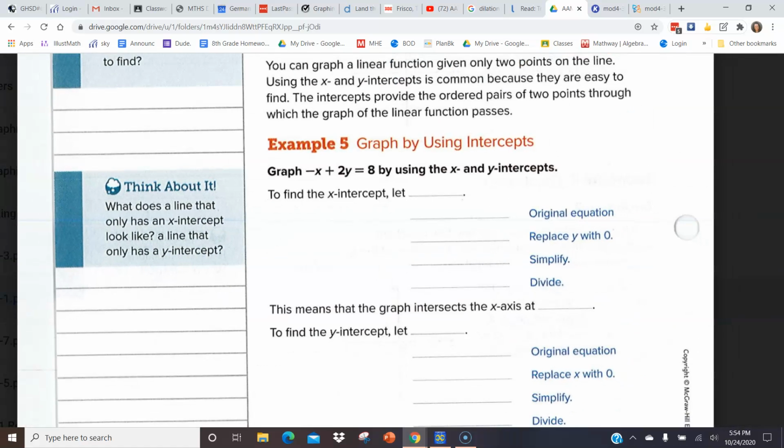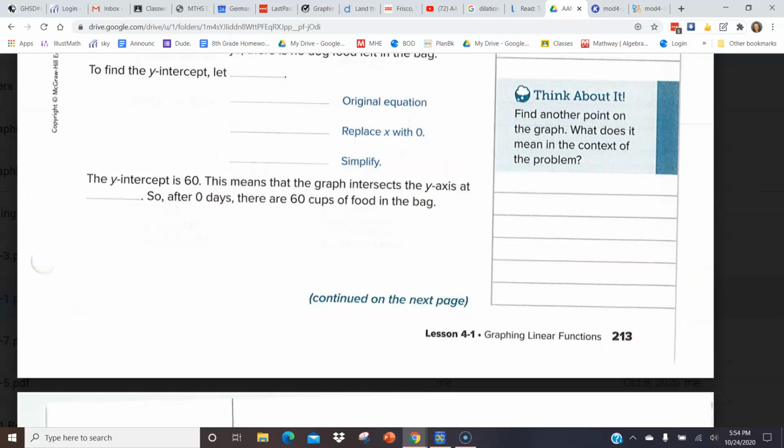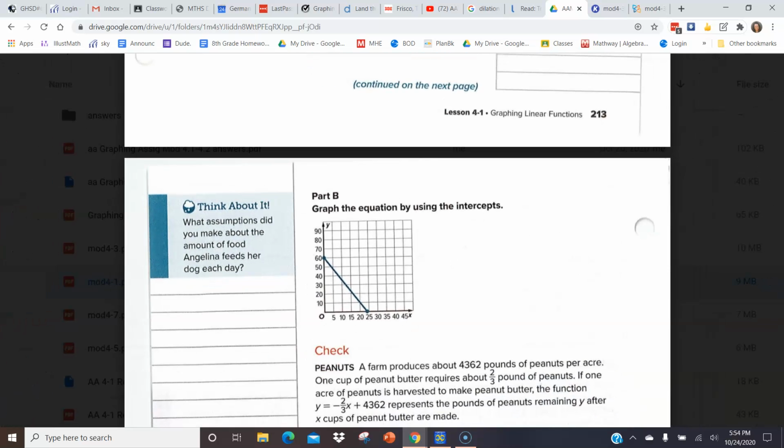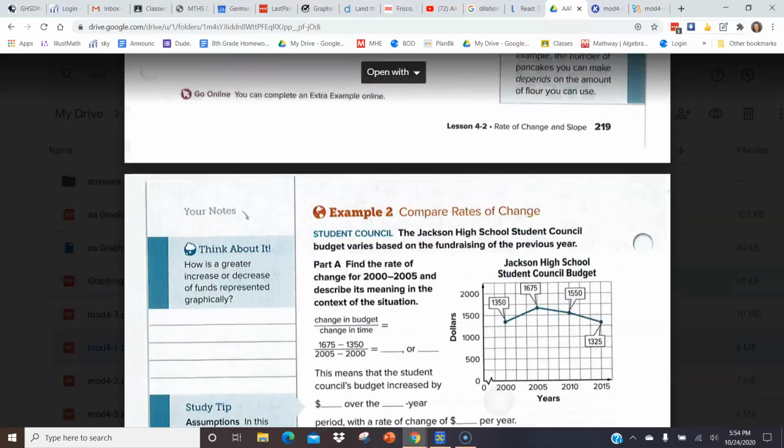Let x equal 0, solve for y. What happens when y equals 0, solve for x. So you graph that. That would be your intercepts. So you'll notice where it hits the axis, where is it hitting the x-axis, where is it hitting the y-axis.